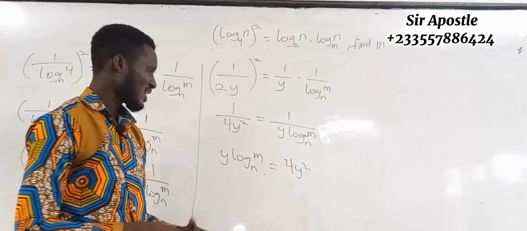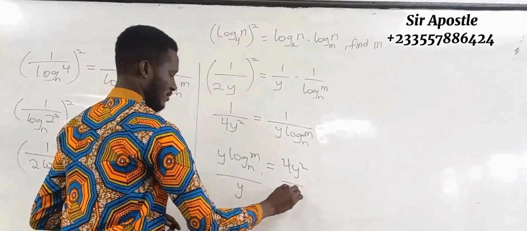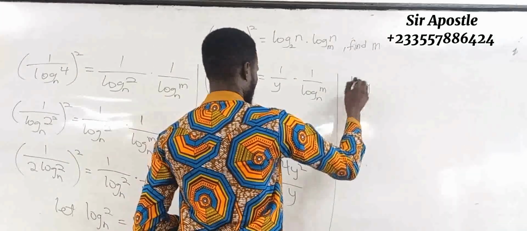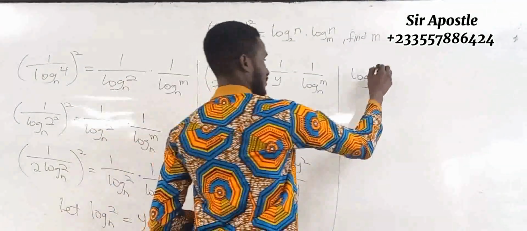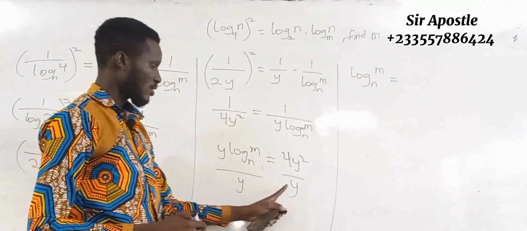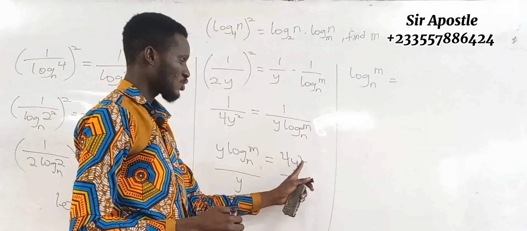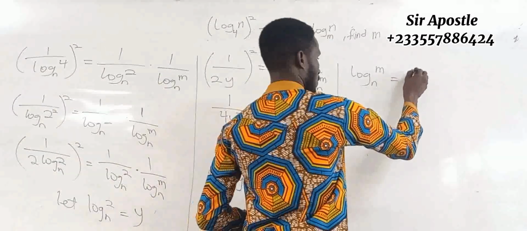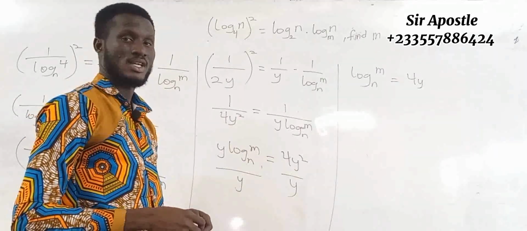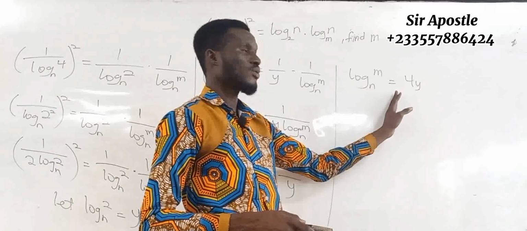It's very simple. Now, at this point, we have y here, y here. Let me divide through by y. So y will cancel y. I'm going to get log m base n equal to, the y will cancel one of the y's. You see, when we are dividing, we have to subtract the exponent. So 2 minus 1 will give us 1. So this one gives us 4y, because y will cancel one of the y.